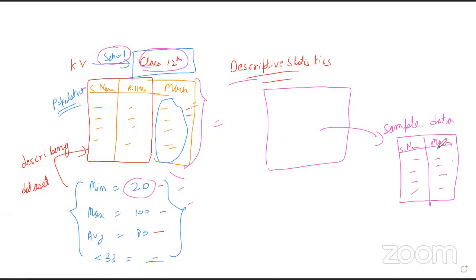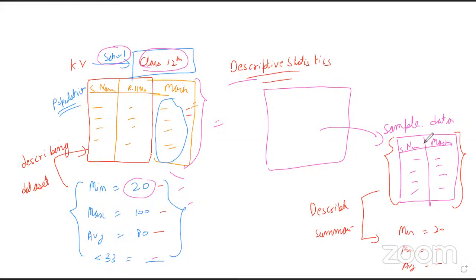Here, if I'm talking only about this sample data set which we have collected, I can also describe it, or you can say summarize it. I can say that minimum marks is this, maximum is something, average is something, and any other thing about marks you can obtain from this data set. But using this sample data, we conclude something about the population.